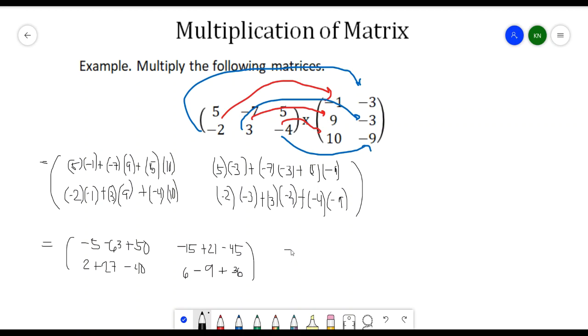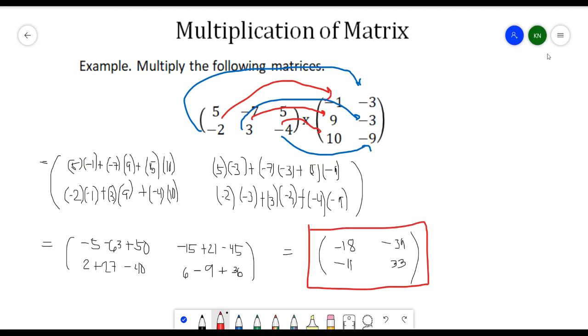Now we need to simplify this again. So we have negative 5 minus 63 plus 50. That is equivalent to negative 18. Then for this one, we have negative 15 plus 21 minus 45. That is equivalent to negative 39. For this one, we have 2 plus 27, that is 29, minus 40, that is equivalent to negative 11. And for the last one, we have 6 minus 9 plus 36, we have positive 33. So this is now the product of our matrices. Those were all the things that we will be discussing in this video. I'll see you on the next video.